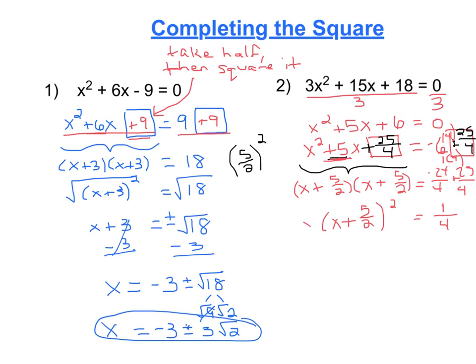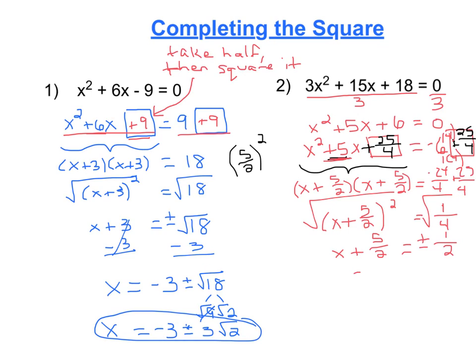All right, so to get rid of the square, we take the square root. So that leaves us with x plus 5 halves equals positive and negative. Well, I'm going to simplify radical 1/4 right here, because when you simplify a fraction under a radical, you just take the square root of the top and the square root of the bottom. So the square root of 1 is just 1, and the square root of 4 is just 2. So right now we have plus and minus 1/2.